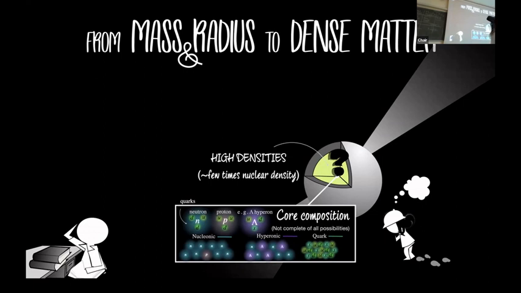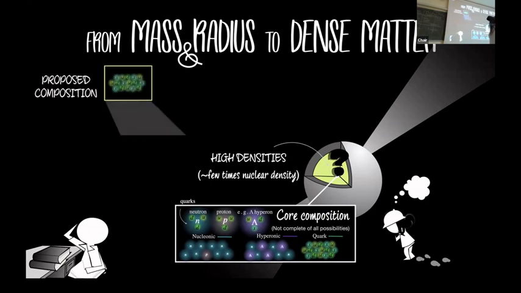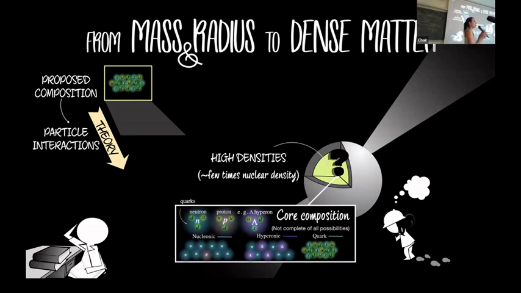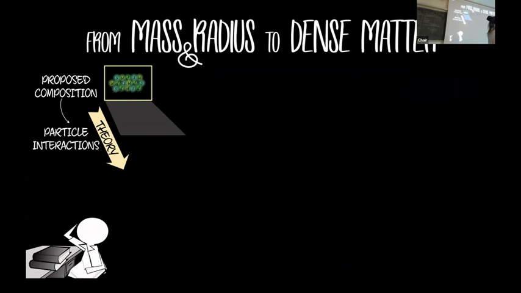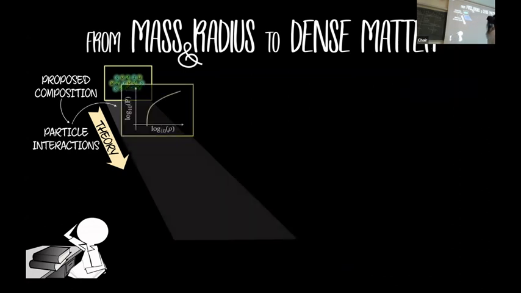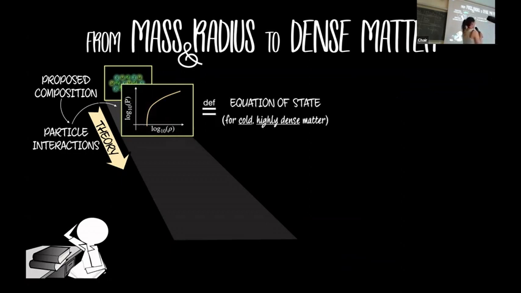Now I apologize for the very simplified picture, but suppose you are curious, then you say, okay, let's suppose that the neutron star core is composed of deconfined quarks. Then you probably have to make other assumptions, but with those you can understand particle interactions. And from there, you can go on and build an equation of state.